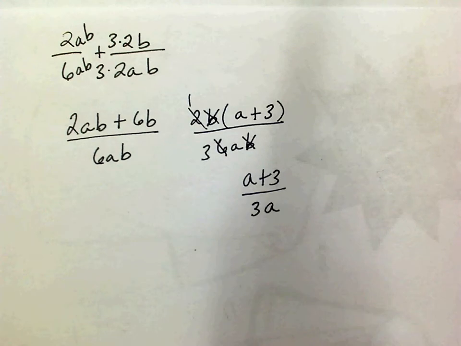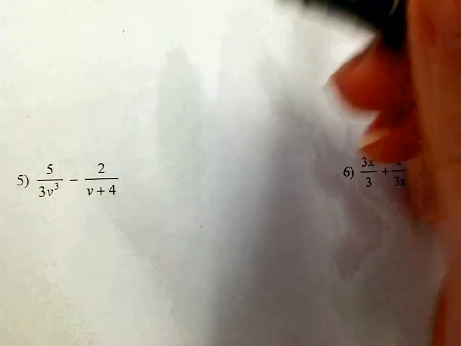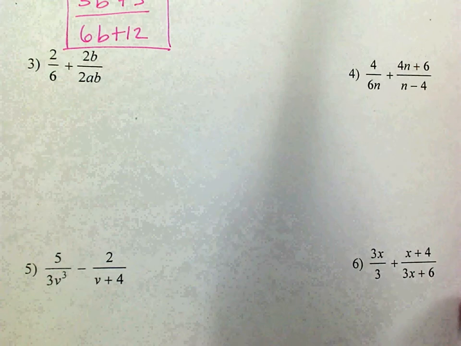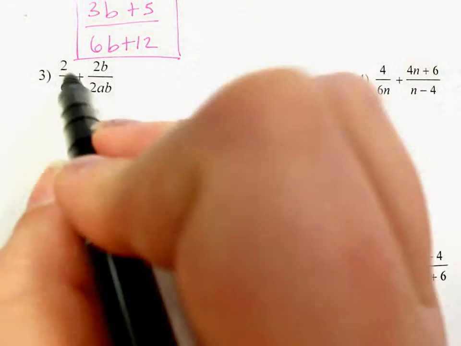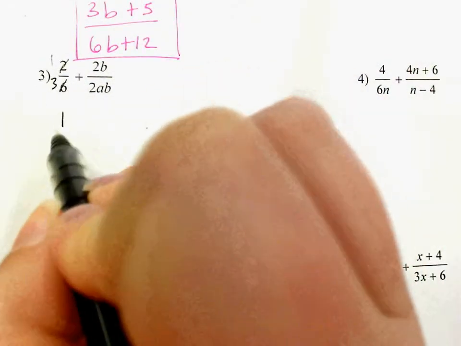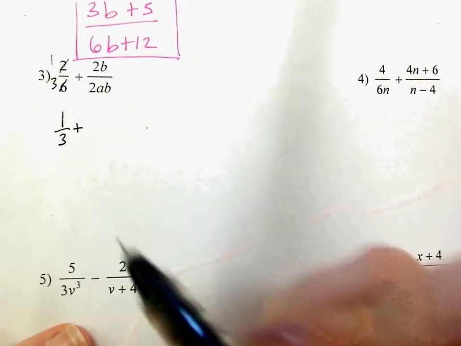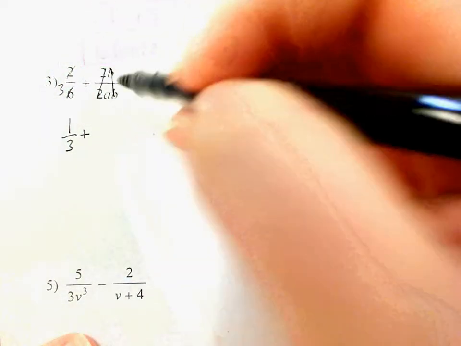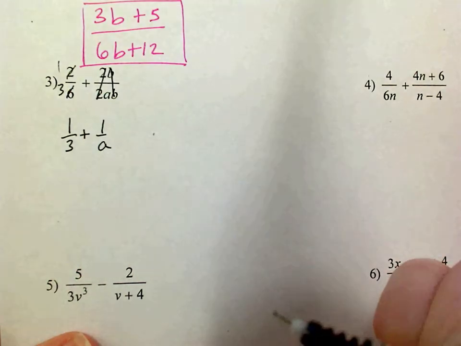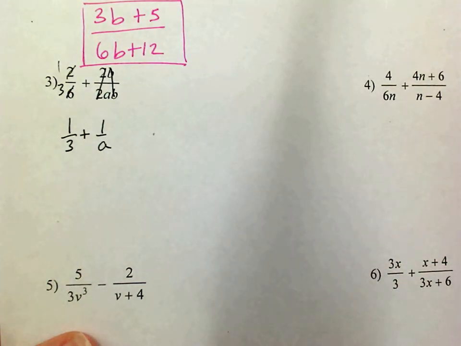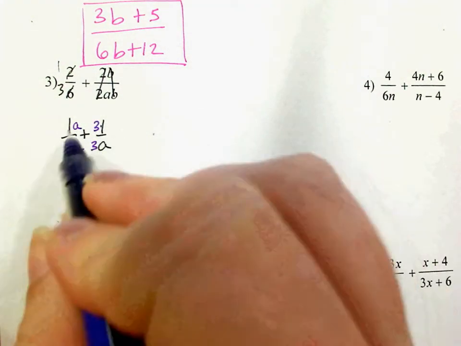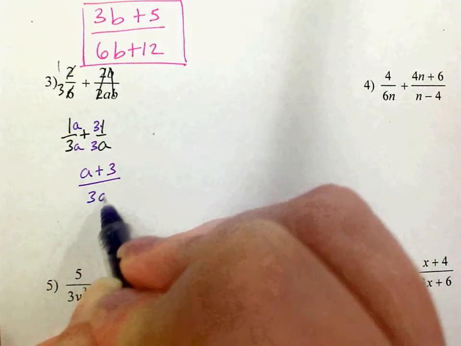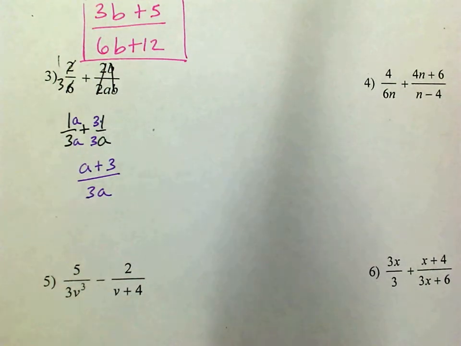So if you have room, what I'd like you to do is, what do you notice about 2 and 6? So I could say 1 and 3 right now. So 1/3. What do you notice about 2b and 2ab? So I'm left with 1 over a. What's the common denominator now? 3a. I need an a here. I need a 3 here. So I've got a plus 3 over 3a. It's much easier if you can go ahead and simplify. So go ahead and do that. Okay?